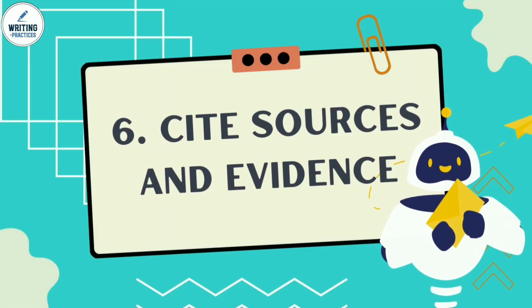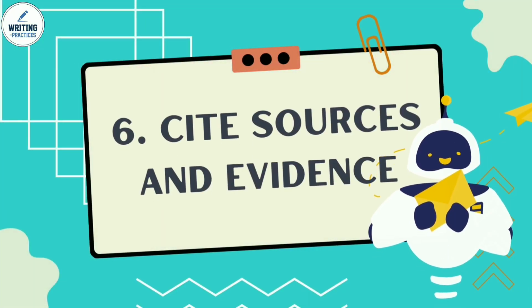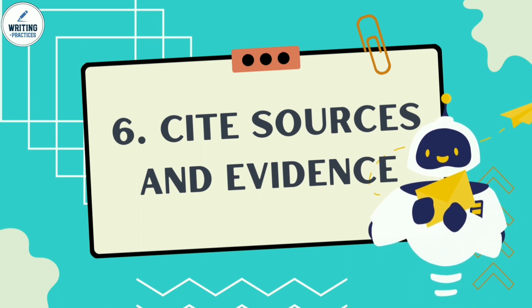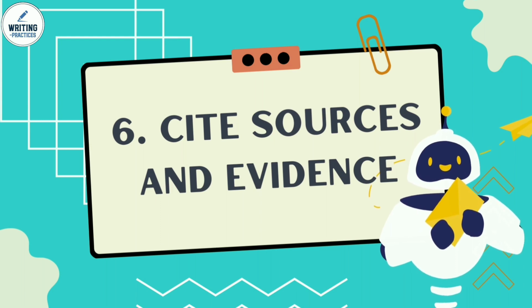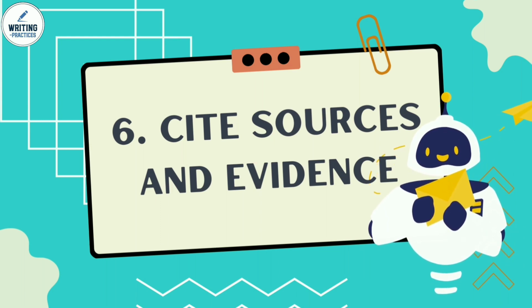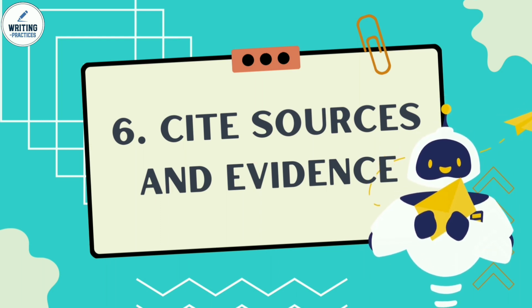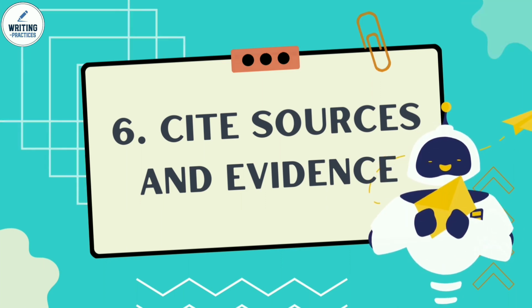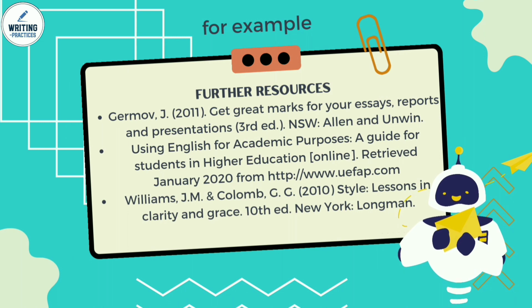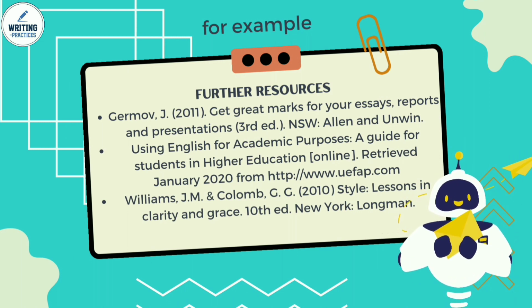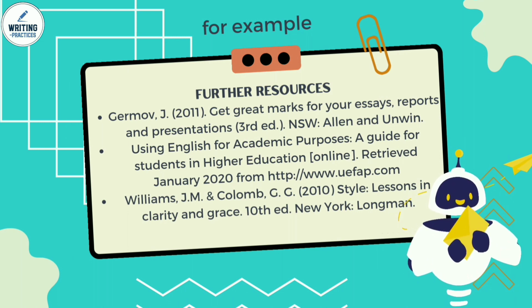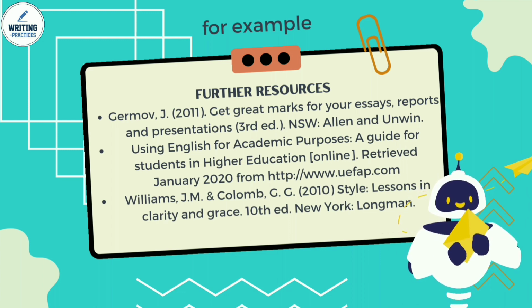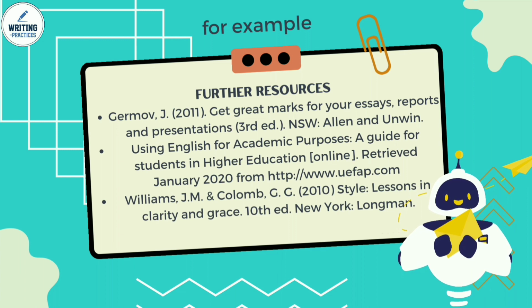Tip number 6. Cite sources and evidence. Finally, check your citations to make sure that they are accurate and complete. Some faculties require you to use a specific citation style, for example APA, while others may allow you to choose a preferred one. Whatever style you use, you must follow its guidelines correctly and consistently. You can use Recite, the University of Melbourne Style Guide, to check your citations. These are the examples.